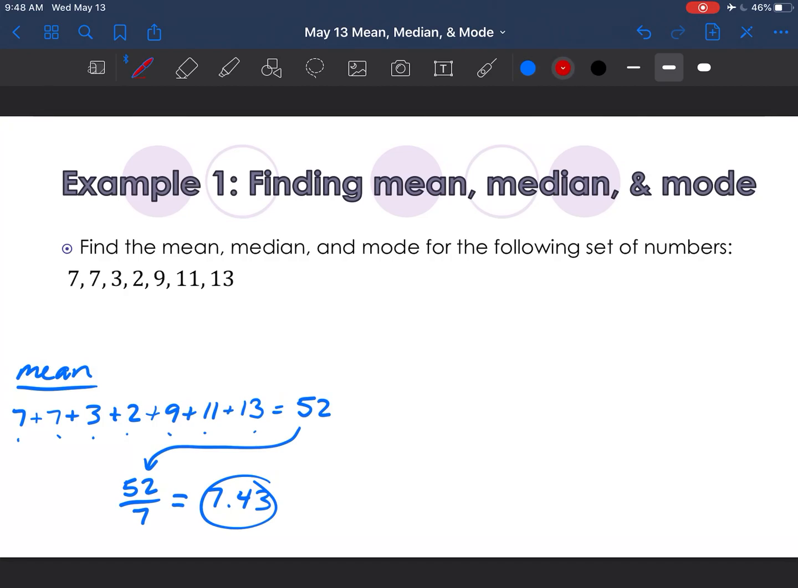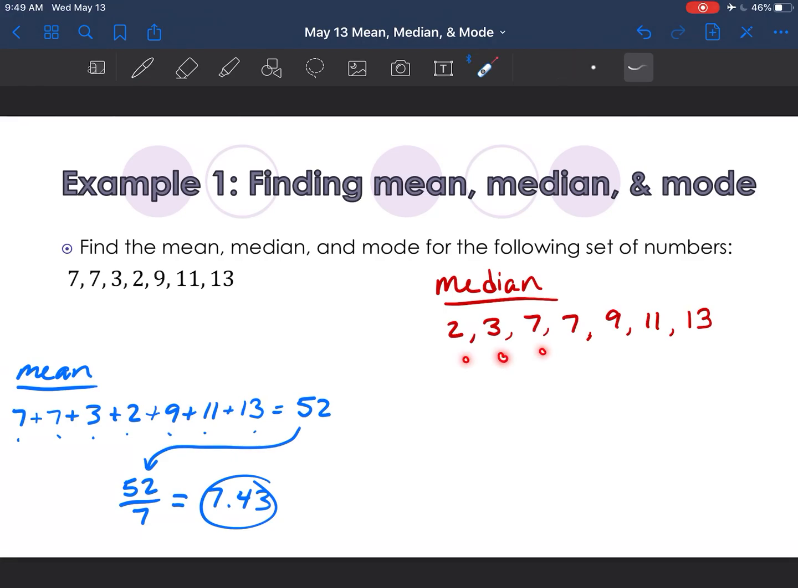Then for the median, you have to have the numbers in order from least to greatest, so I'm going to go ahead and do that. In order from least to greatest, it'd be 2, 3, 7, 7, 9, 11, then 13. I always like to go back and make sure that I got all the numbers. There should have been 7 numbers, so 1, 2, 3, 4, 5, 6, 7. Good, I got all of them, didn't miss any.